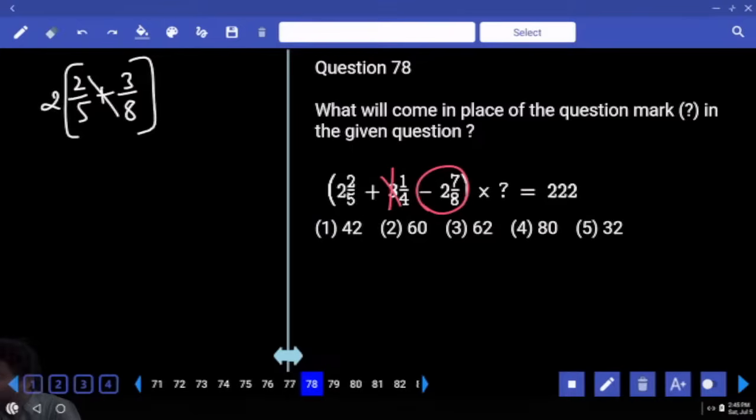16, 15, 31 by, so 2, 31 by 40. 240 times.